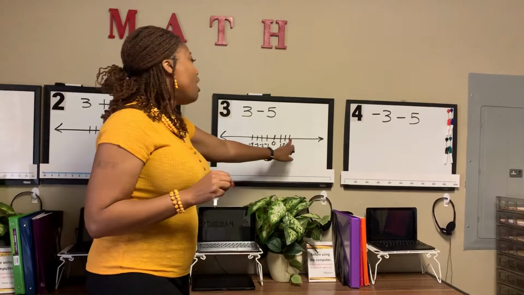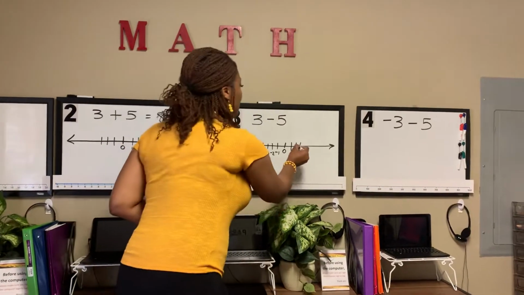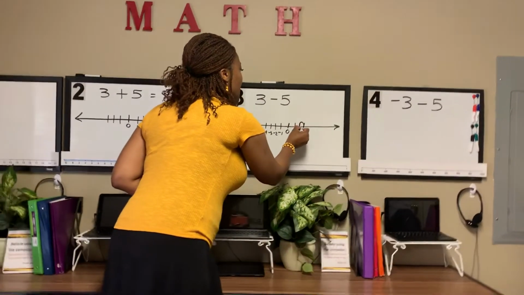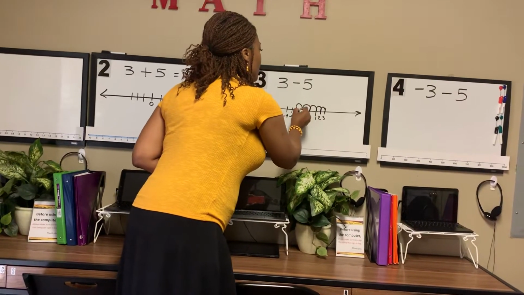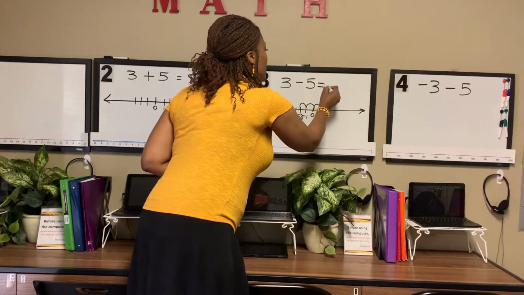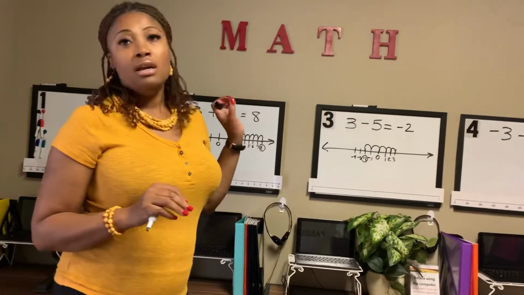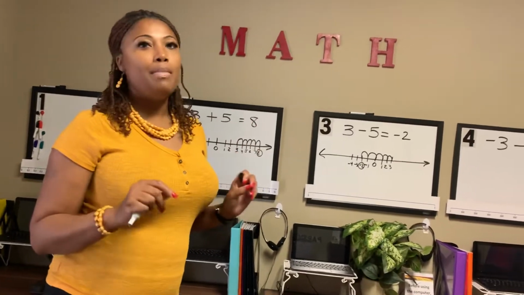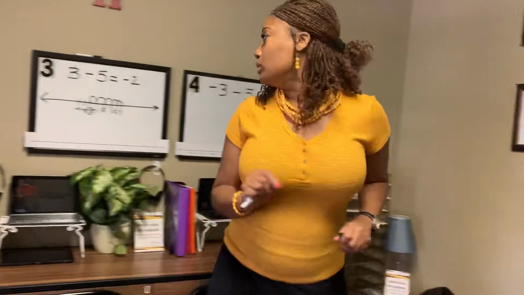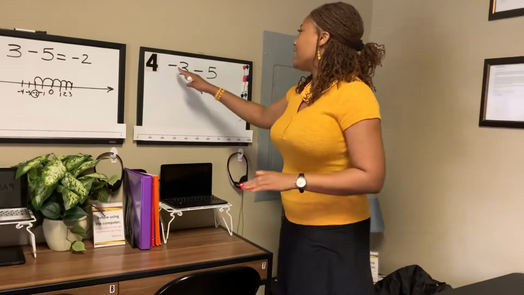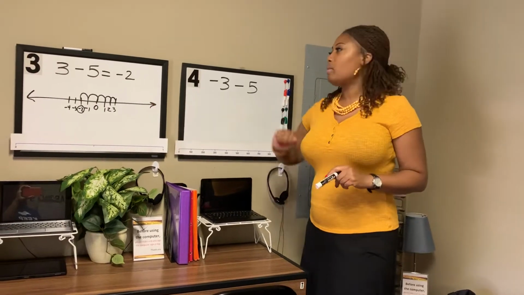So if I start off with 3 units to the right and I decrease by 5, so I go to the left on the number line: 1, 2, 3, 4, 5. And I end up with negative 2. So teaching students how to relate integers to the number line will make math so much easier. Let's take a look at this last one. All right, we have negative 3 and negative 5. Okay, let's go back to this one right quick.